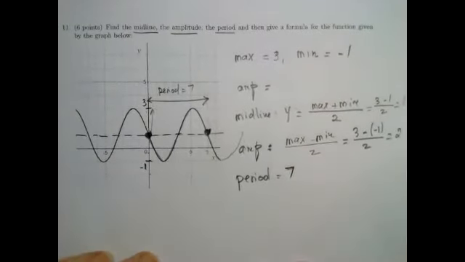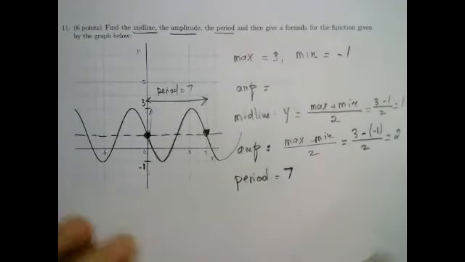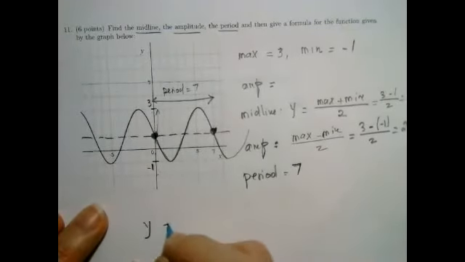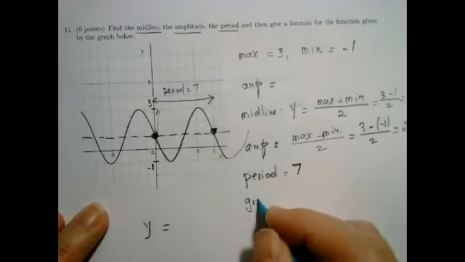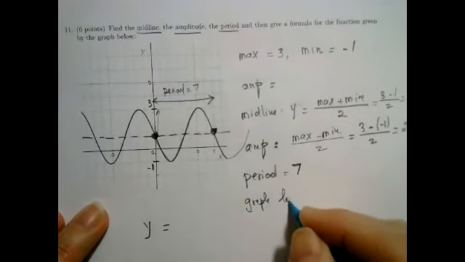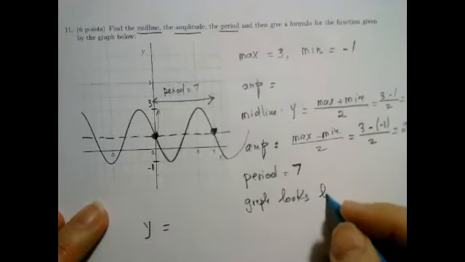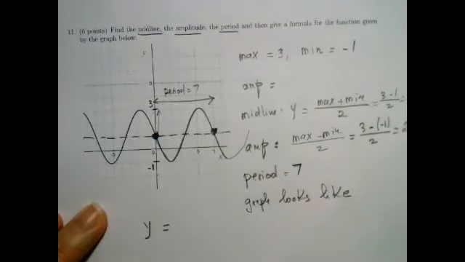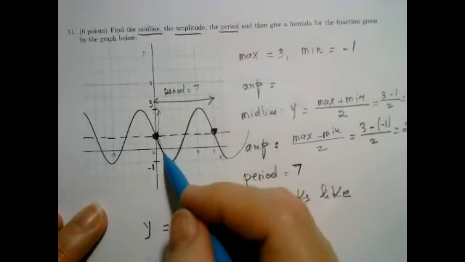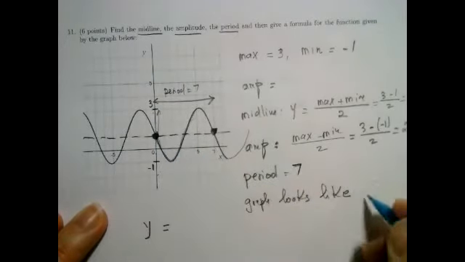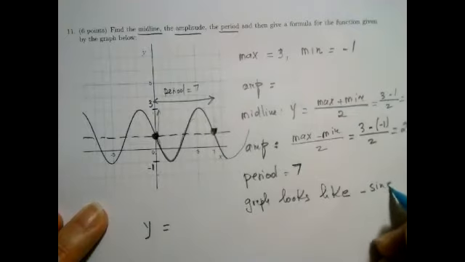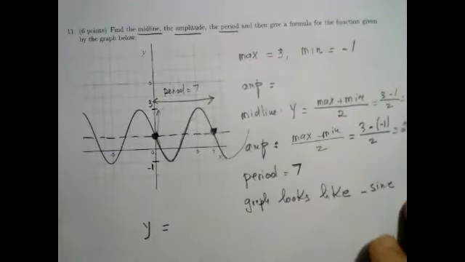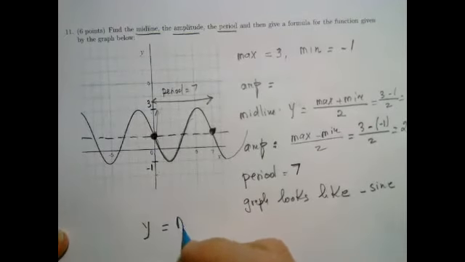Okay, so now we're ready for the equation. And we have to be very careful. What's the equation? So the equation will be y equals, and the graph looks like sine. Is it a sine or minus sine? We're starting at the midline, but we're going down. So the graph looks like minus sine, not sine. The sine goes up and down. So the function is going to be, that's the general function.